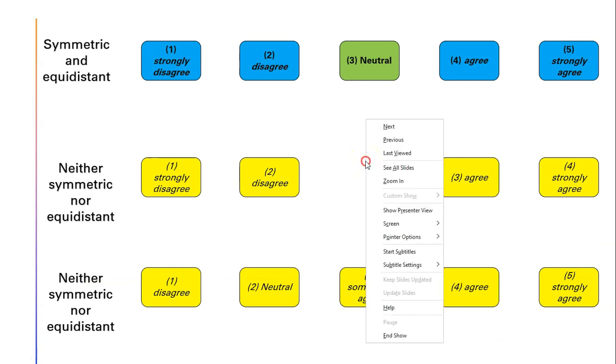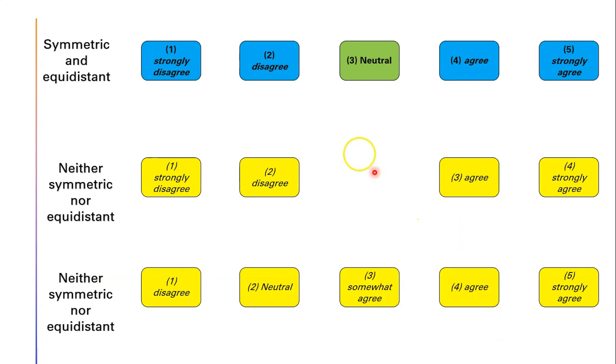Okay, first let me change my cursor. So there are three Likert scales here. The first one is a 5-point Likert scale starting from 1 to 5. And as you can see, we have point 3, or neutral, in the middle. We have 2 points on the right and 2 points on the left. And as you can see, the distance between, for example, point 1 and point 2 is equal to the distance between point 2 and point 3, the distance between point 3 and point 4, and also the distance between point 4 and point 5.